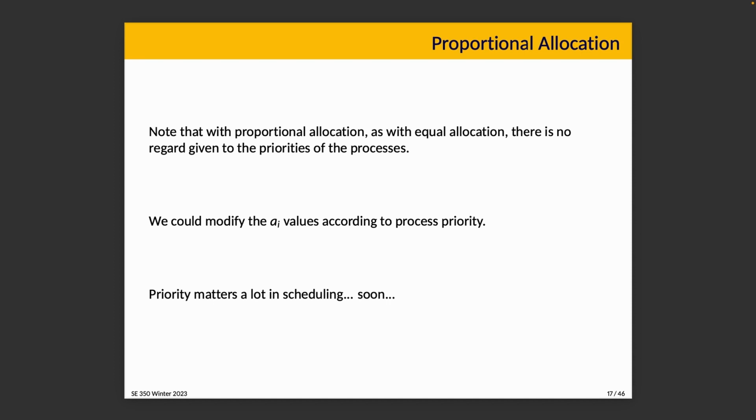Thing is that with proportional allocation, as with equal allocation, there's no regard given to the priorities of the processes. And one of the ways that we could give priority to a process is to help it to execute faster, and the way that we would help it execute faster would be by giving it more frames. That would reduce its number of page faults and accordingly reduce the amount of time it spent waiting for data to be brought in to memory, and all of that sounds like it runs faster. Okay.